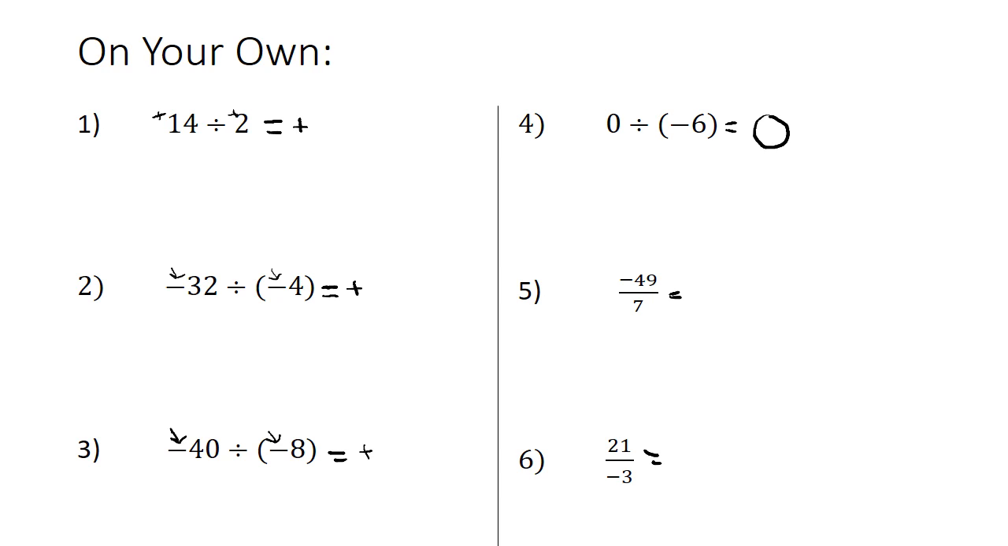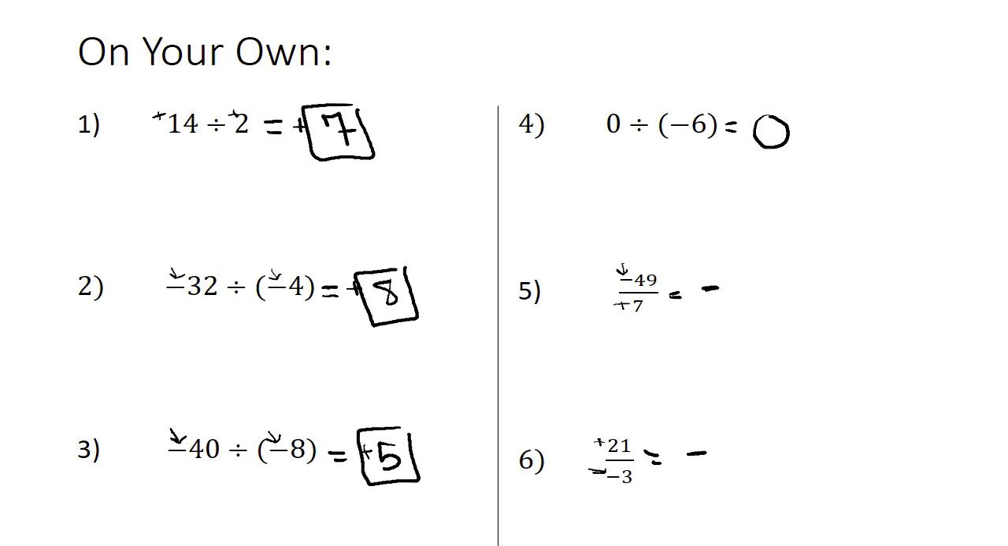Okay. Now as we look at a negative divided by a positive, we can say that is going to give us a negative answer, and we have a positive divided by a negative, which means we're going to have a negative answer. So now we figured out the signs of all of our answers here, we can just go ahead and treat this like regular division. So 14 divided by 2 is going to give us 7, so my answer is positive 7. 32 divided by 4 is going to be 8, so my answer is going to be positive 8. 40 divided by 8 is going to be 5, so my answer is going to be positive 5.